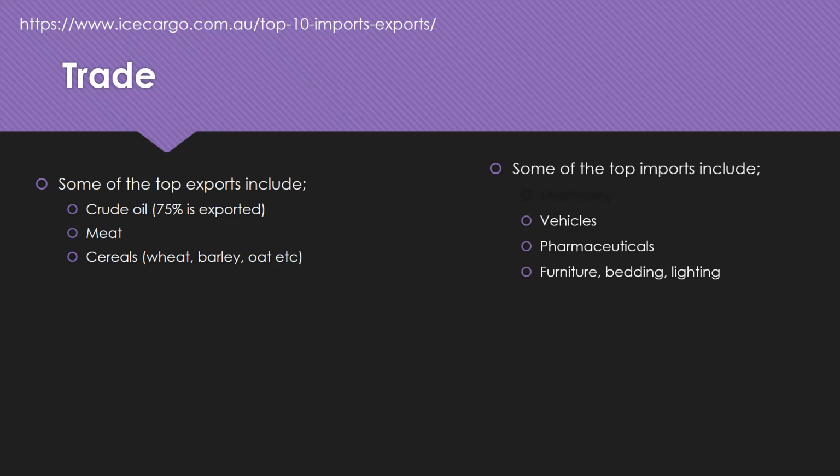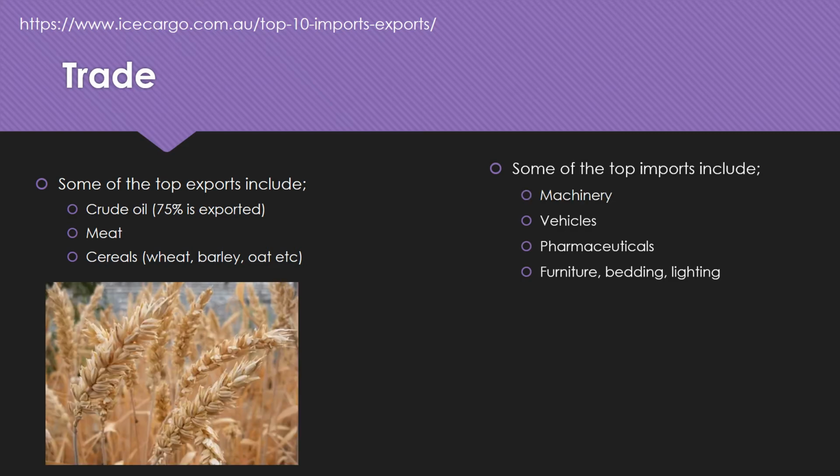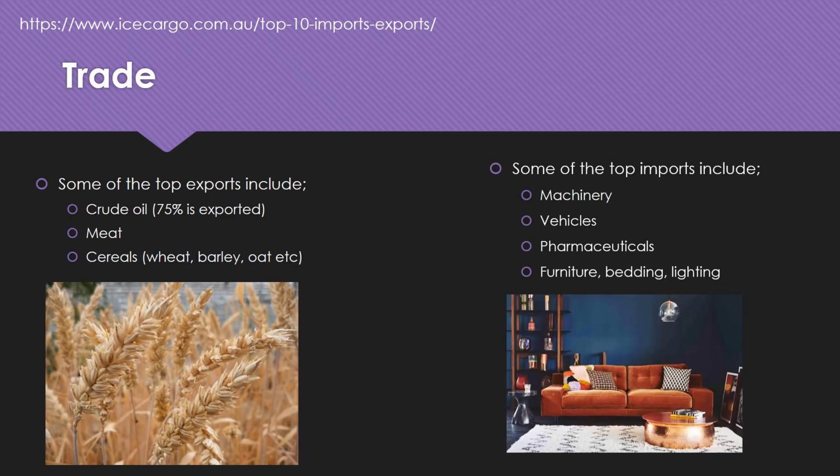They also export a lot of meat because obviously it's a big country. So they've got lots of land for agriculture and raising animals. And then cereals as well, not cereals as in like Rice Krispies or Weetabix, but the things that are actually used to make those. So wheat and barley and oats and things like that. Oh, and another import is machinery as well.